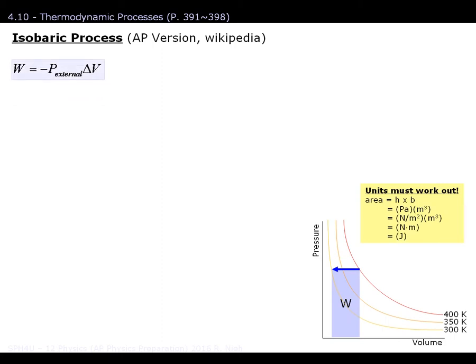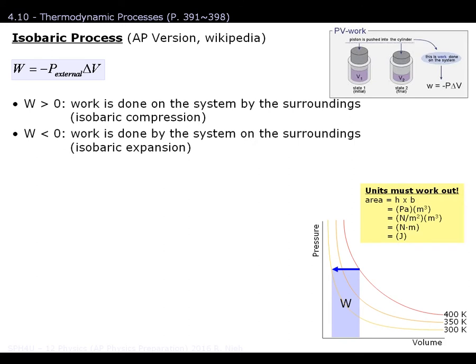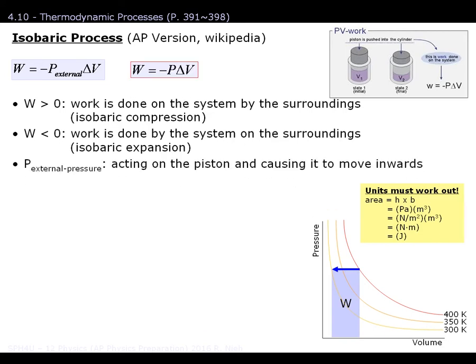Now, this formula here sometimes has a plus symbol, sometimes it has a minus symbol. In this situation here, it's work performed by the surroundings onto the system. So it's like a big person trying to squish a tennis ball. So work will be positive when work is done onto the system by its surroundings, and work will be negative when work is done by the system onto the surroundings. On the AP exam, this is written as work is equal to negative pressure times change in volume, and this is the work done onto a gas.